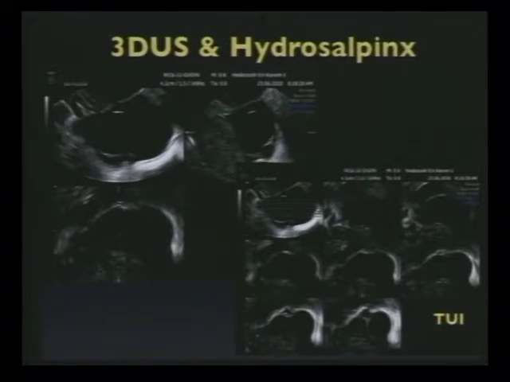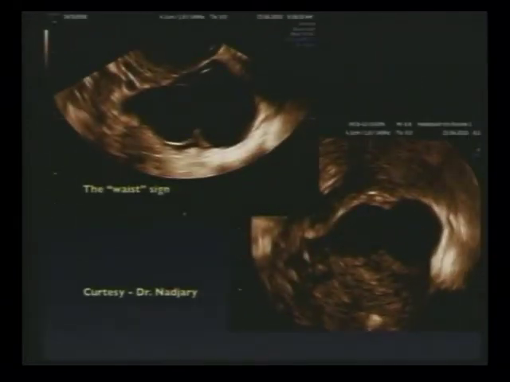This is a sectional plane of the hydrosalpinx with axial, sagittal, and coronal planes, and this is called tomographic ultrasound imaging, TUI, when you have many slices of the lesion, and you can see the hydrosalpinx in many slices. This is the rendering view of the 3D ultrasound. You can see the hydrosalpinx with the waist sign in it.